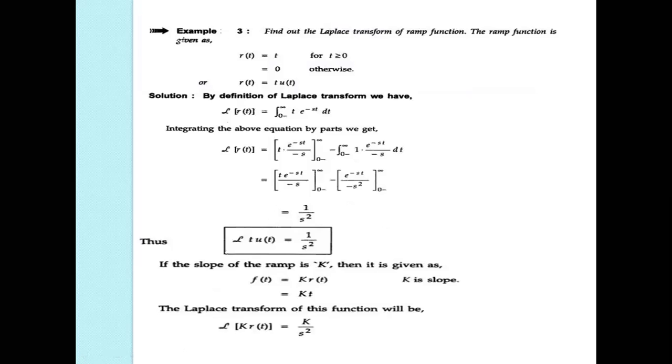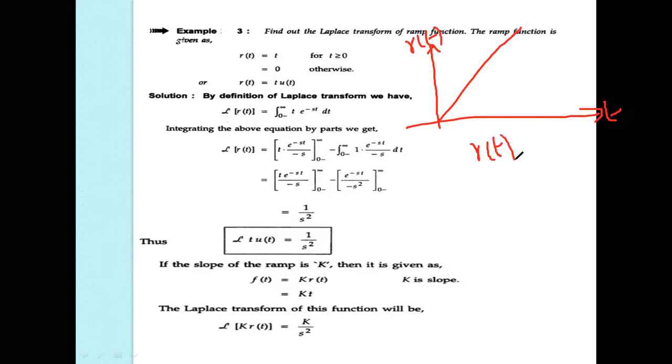Third example. Find out the Laplace transformation of the ramp function. Ramp is nothing but r of t. R of t is equal to t, for t greater than or equal to 0. Ramp is nothing but the linear function. As t increases, r of t also increases linearly. So r of t is equal to t for t greater than or equal to 0 up to infinity. Okay.